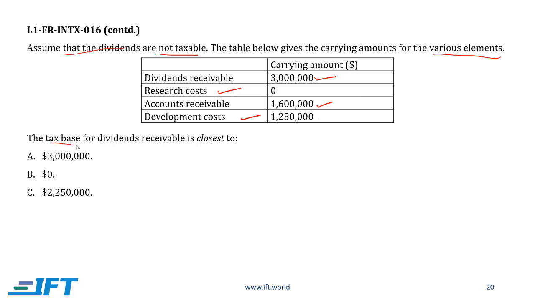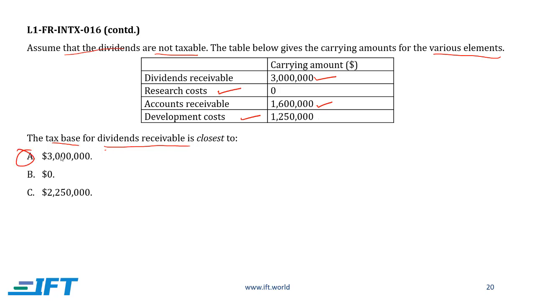The tax base for dividend receivable is closest to what? So we received a dividend of 3 million. In your accounting book, what are you going to write? We received it, and dividends are not taxable. Dividends are not taxable. So what are you going to write in your accounting books? 3 million. What are you going to write in your tax books? 3 million, because it is not taxable. So your tax base for dividends is what?